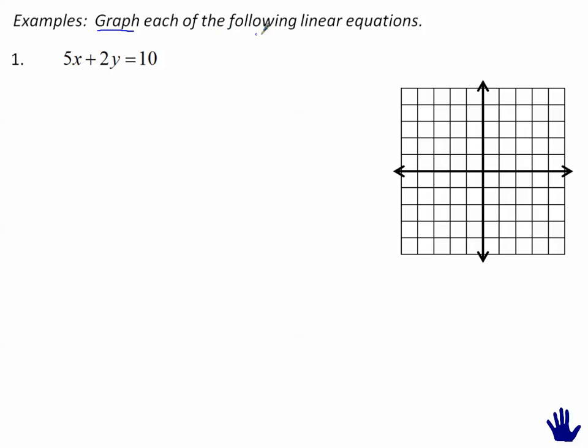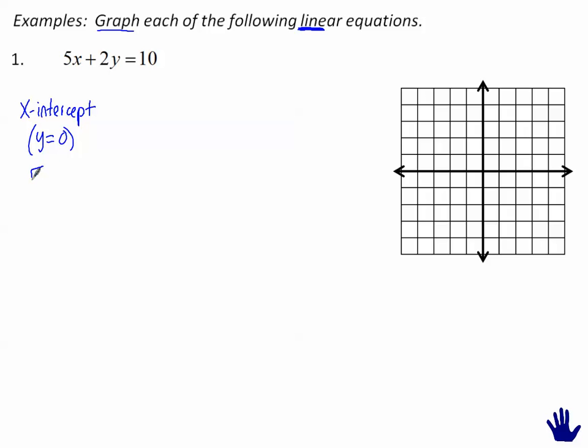Graph each of the following linear equations. Notice I just underlined the part of linear that says line. So we know when we graph it, it's going to look like a line. Number 1, 5x plus 2y equals 10. Let's start by finding the x-intercept. Now the x-intercept, remember, is where the y equals 0.